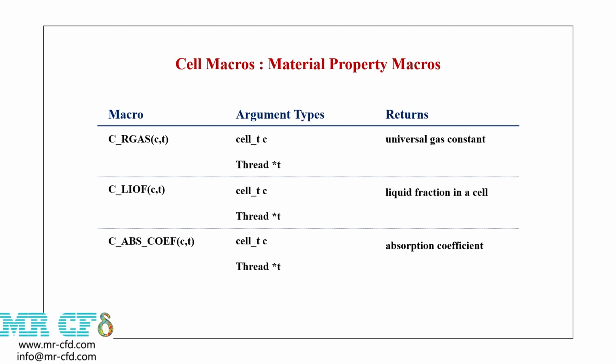The CR gas macro represents the universal gas constant. The CLIOF macro indicates the mass ratio of liquid in a cell. The ABS-COEF macro indicates the absorption coefficient. All these macros also consist of two arguments. The first one represents the variable receiving cell information, and the second one points to the cell thread.